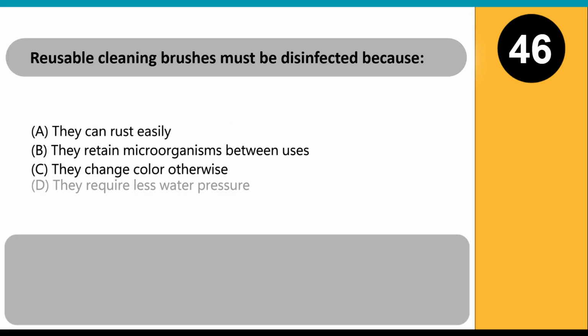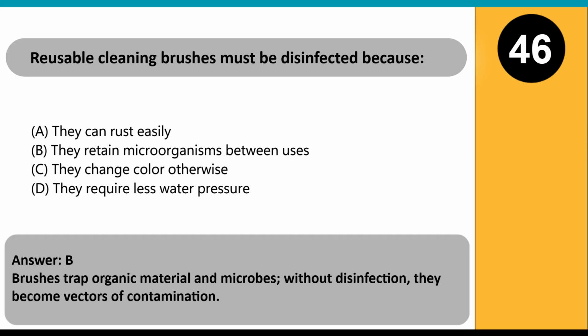Reusable cleaning brushes must be disinfected because: A. They can rust easily. B. They retain microorganisms between uses. C. They change color otherwise. D. They require less water pressure. Answer B. Brushes trap organic material and microbes. Without disinfection, they become vectors of contamination.